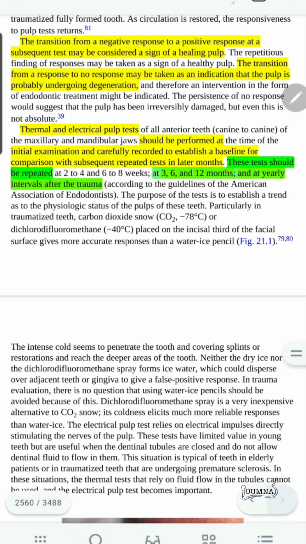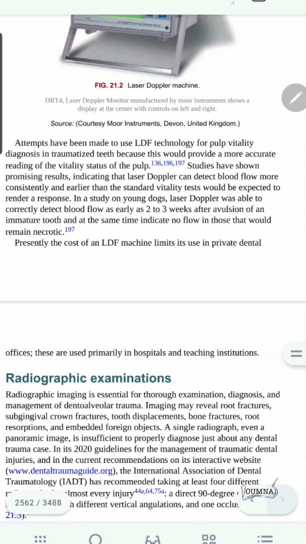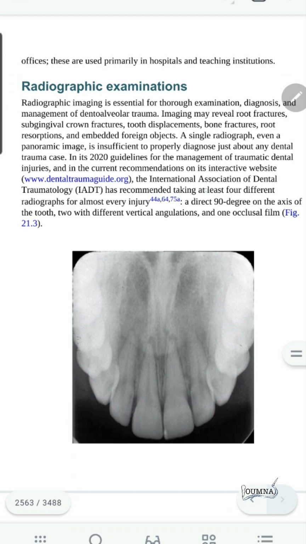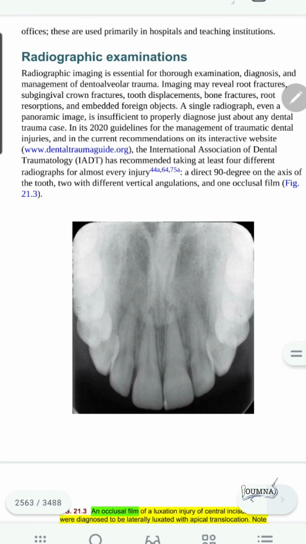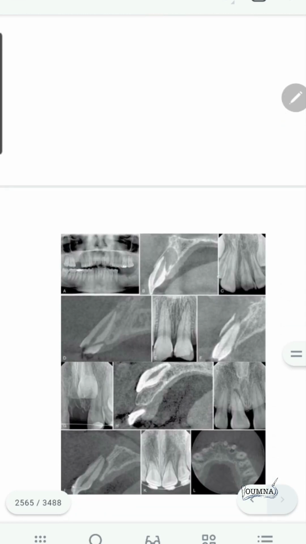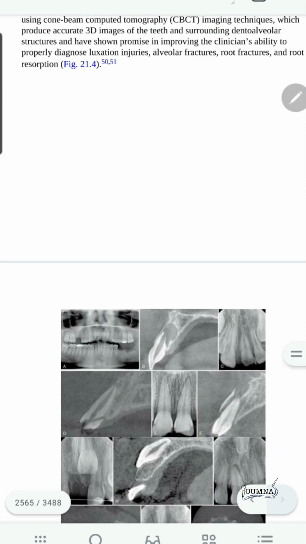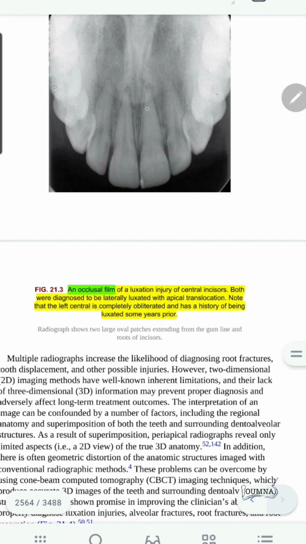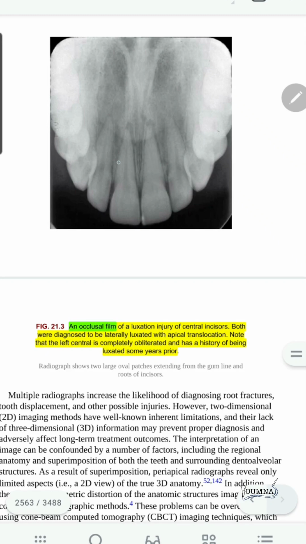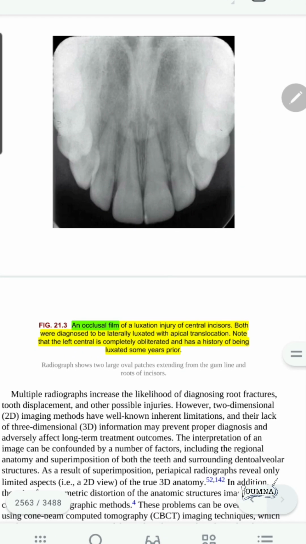The follow-up at first is after 3 months, then after 6 months, then after 1 year. Then the radiographic examination, to know the site and the direction of the injury that has happened, and also the extent of it, and CBCT surpasses the 2D radiograph in this situation. Here we can see the lateral luxation that has affected the two centrals.